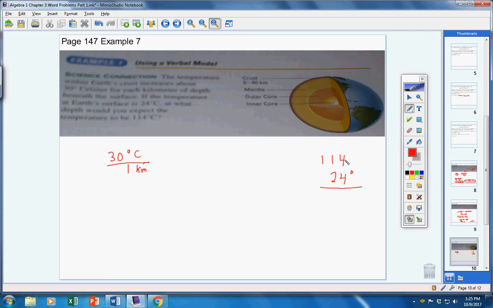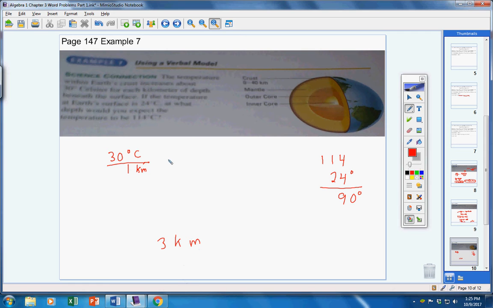So, how do we find the difference? Well, we obviously subtract. Okay? So the difference is 90 degrees. That's the difference. So we can pretty much do this in our head. Every 30 degrees is 1 kilometer, and I have a 90 degree change. So that means I went down 3 kilometers.